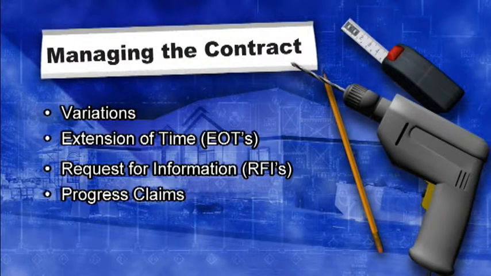Chris, just before the break we were talking about when you visit the site and things to look out for, which is leading us into the next topic: managing the actual contract. Basically, from my point of view for the viewers at home, the fundamentals of the contract consist of variations, extensions of time, dealing with RFIs and progress claims. Chris, can we talk about these things and the importance of them and how to deal with them contractually?